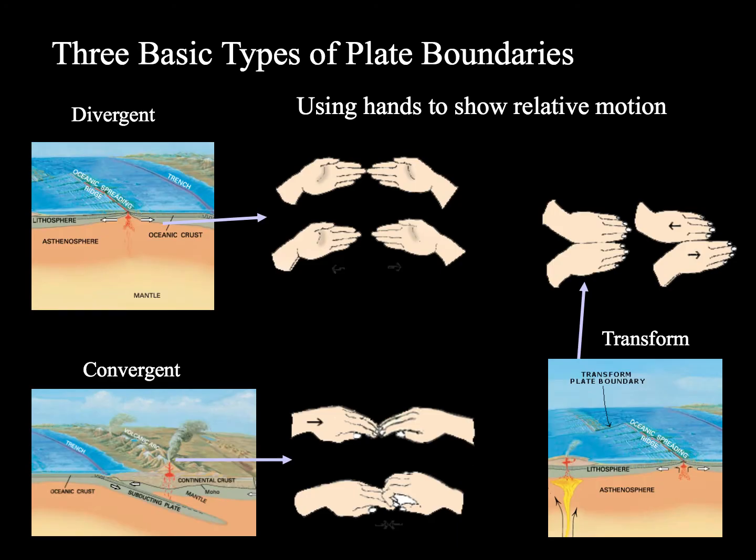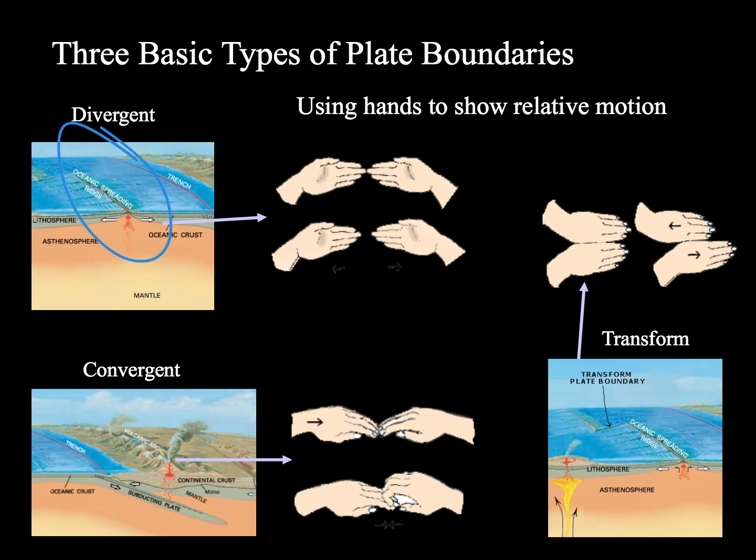Three different things can happen where plates meet. They can come together, separate, or slide past one another. Divergent boundaries occur where plates move apart. Here, we see a chain of underwater volcanoes where two plates pull apart and magma reaches the surface, creating new rocks. You can model this by simply pulling your hands apart.